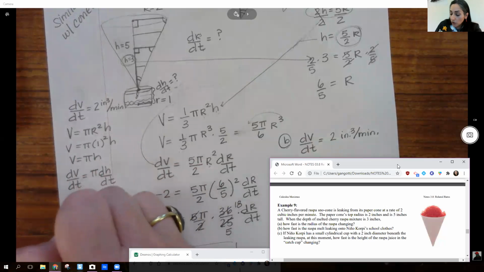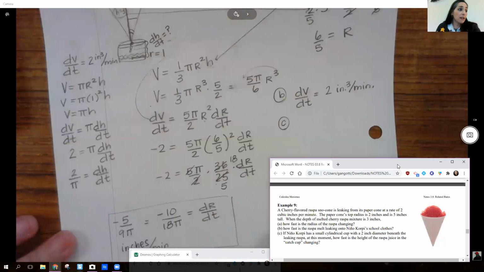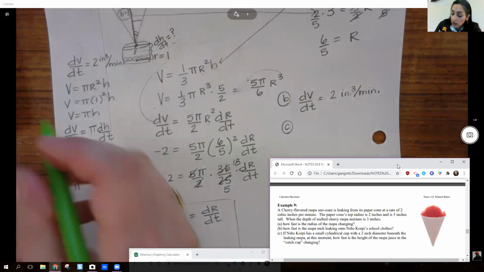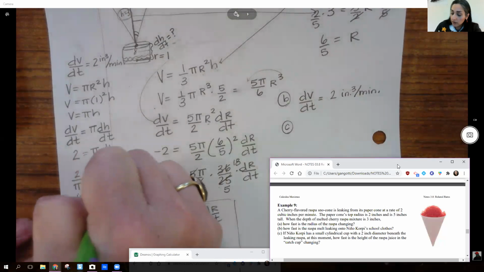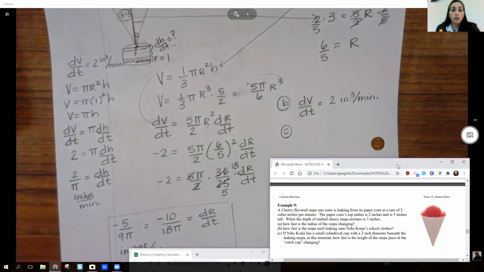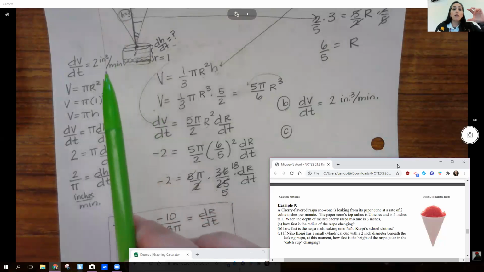So this will be 2 over pi dH/dt. This is representing the change in height, so it's going to have a label of inches per minute. 2 over pi, whatever that number comes out to be, is something less than 1, but it's positive, and that's a good sign. It means we have a reasonable answer, because if you have a positive rate of change, then your height should be increasing. That should make sense in this problem. The more stuff that leaks into that catch cup, the higher the height is going to be.